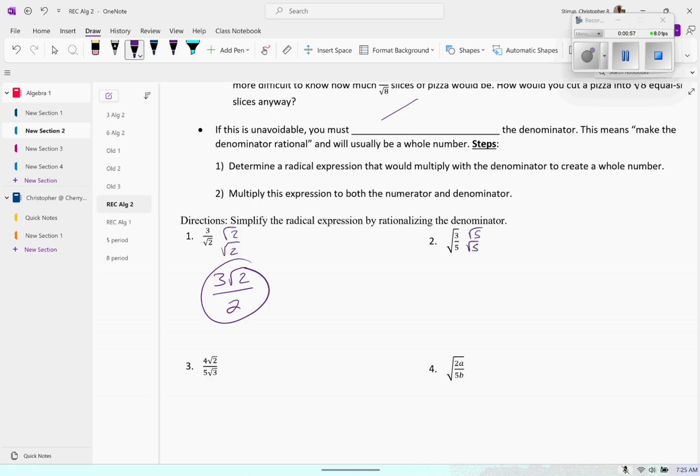So I'm going to get root 3 times root 5 is root 15. That will not break down. Root 5 times root 5 is root 25. Root 25 is 5. There's nothing to reduce outside.